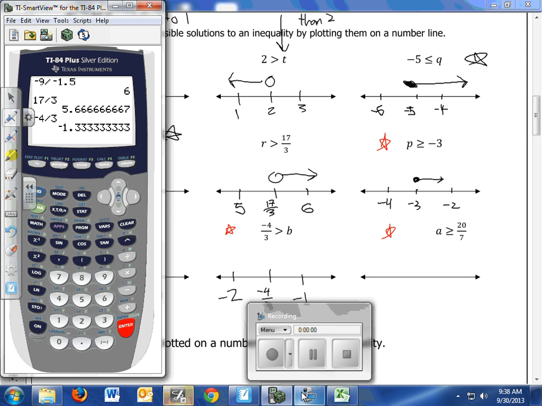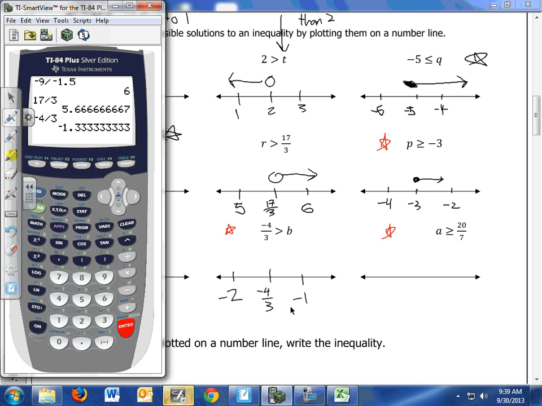A lot of people made mistakes on that. You could have put negative 2 and 0 if you wanted to. Those are two numbers. Okay? Now, numbers less than, open or close circle, Mr. Orsick. And then which way is my arrow going? Excellent. My solutions are less than negative 4/3.